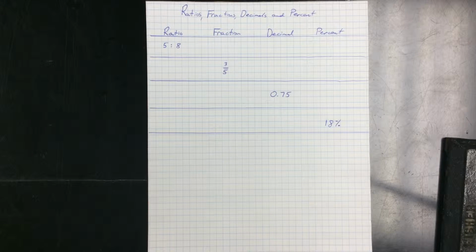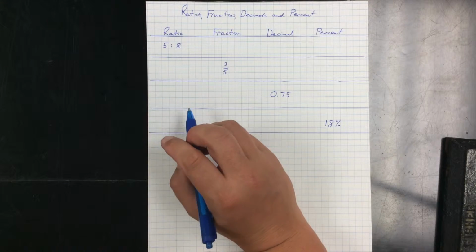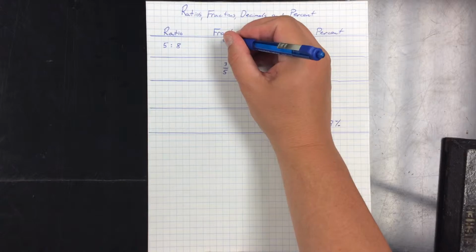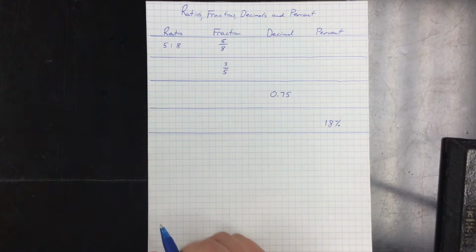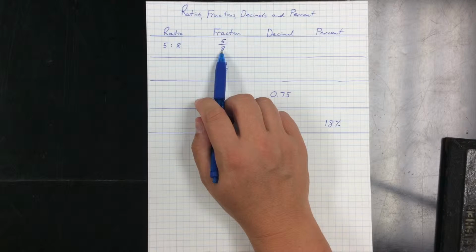Today we're going to be looking at the link between ratios, fractions, decimals, and percent. For each of these cases, they're very similar. We can find some really quick comparisons between them. Ratio, one of the ways we can write a ratio is like a fraction. So 5 to 8 is the same as 5 as the numerator, 8 is the denominator.